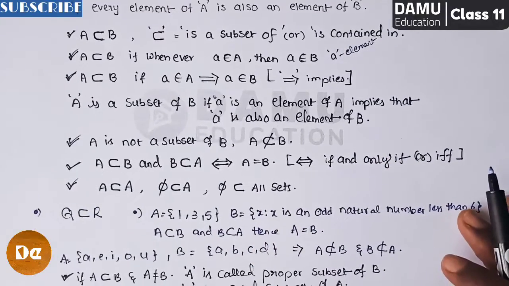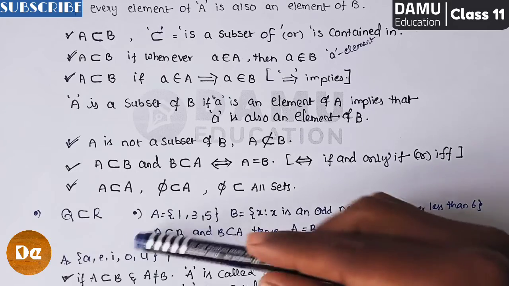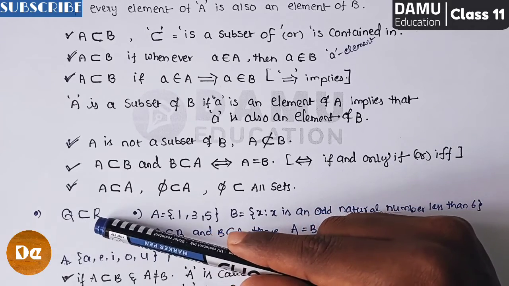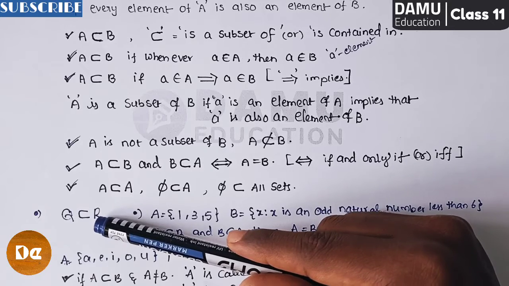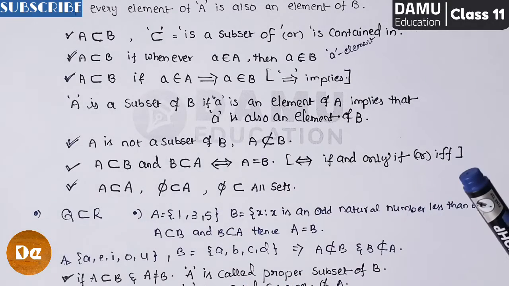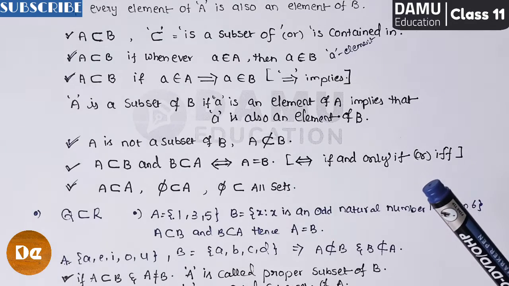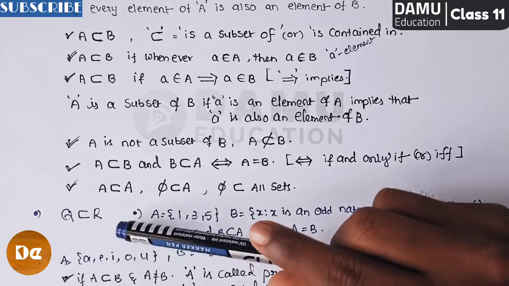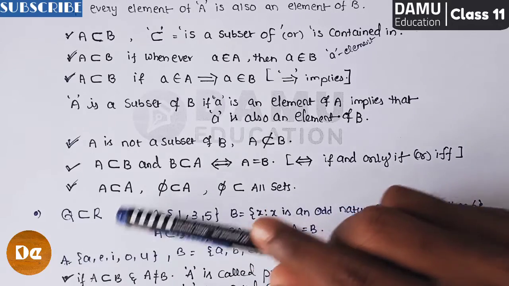Next one. Q is a subset of R, that is, rational numbers are a subset of real numbers, correct? Whether rational numbers are a subset of real numbers or not, we have to check it. So yes, all the rational numbers will always be a subset of real numbers.